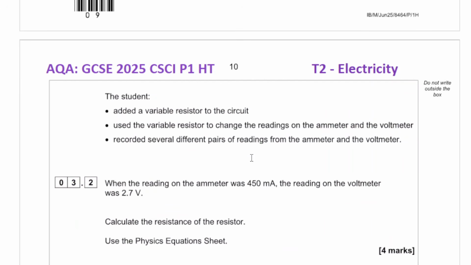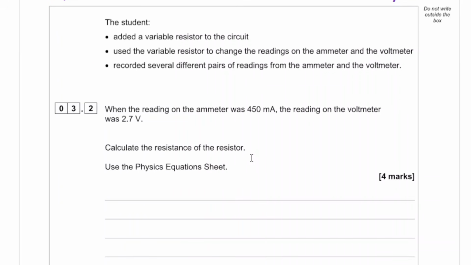The student added a variable resistor to the circuit. Use the variable resistor to change the readings on the ammeter and the voltmeter. The student recorded several different pairs of readings from the ammeter and the voltmeter. When the reading on the ammeter was 450 milliamps, the reading on the voltmeter was 2.7 volts. Calculate the resistance of the resistor.